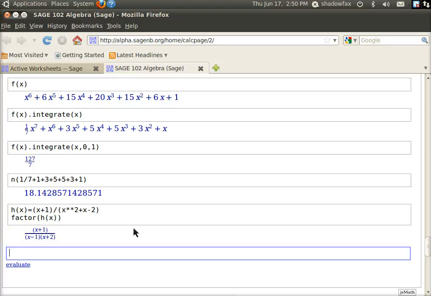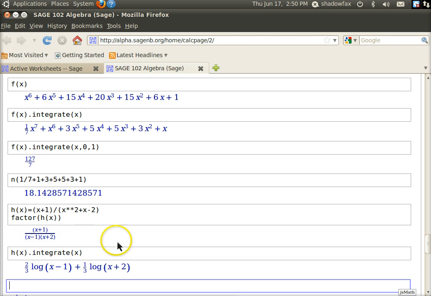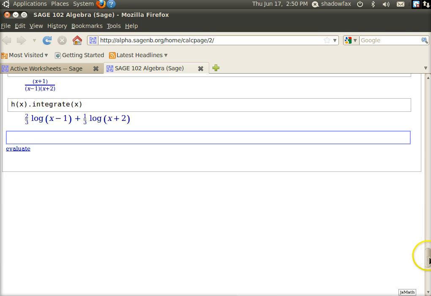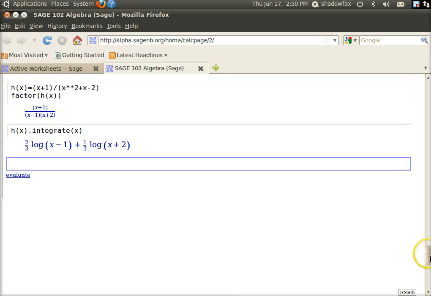All right, so that's a partial fractions problem. So if I do h of x dot integrate with respect to x, I would expect something to do with an ln of x minus 1 and an ln of x plus 2. And remember, log in Sage and in Python really means ln, or log base e. So that sounds good. And we could show how to do that on the side, but maybe not right now.